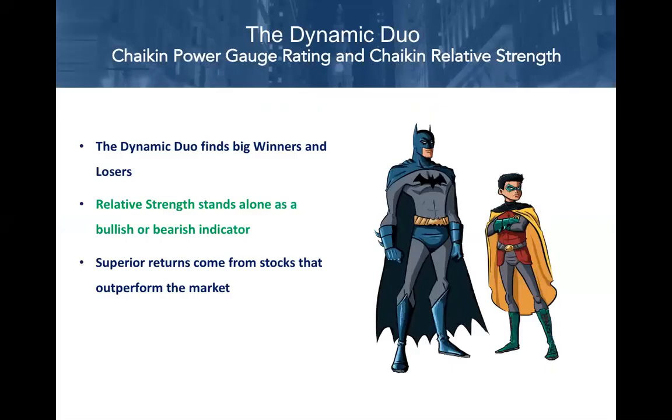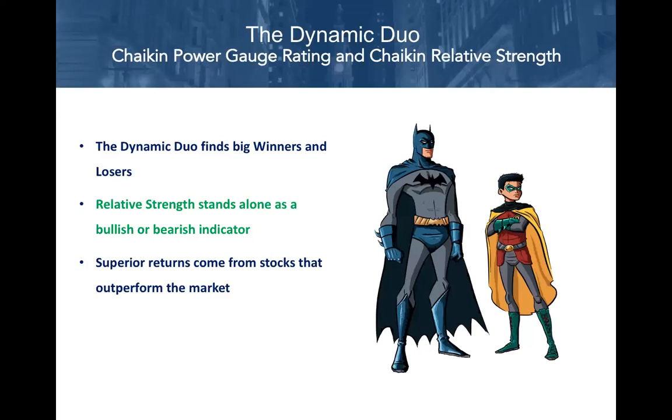So what is the dynamic duo? It's just another way of saying combine fundamentals with technicals. Chaikin power gauge rating does the heavy lifting for you on the fundamentals. Who could possibly do that much research? Even if you had a master's in business, there's no time to do the research on 5,000 or 3,000 or 1,000 stocks. And then Chaikin relative strength to tell you whether the market agrees with the model and the stock's outperforming, because when they are both there, the dynamic duo helps find big winners on the upside and big losers on the downside, with one caveat.